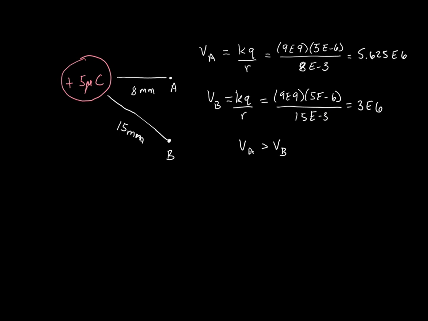Alright, now let's say we have a negative point charge here. A negative, let's pick 7. A smaller charge of nanocoulombs. A negative 7 nanocoulomb charge that we're placing at point B.